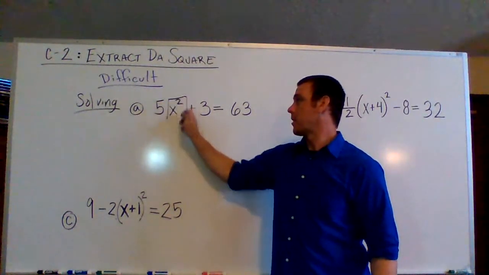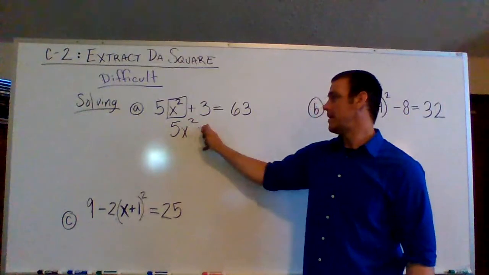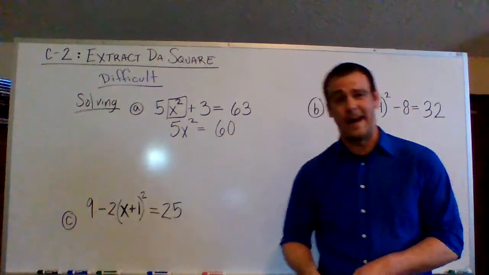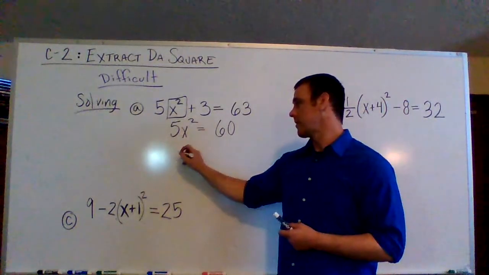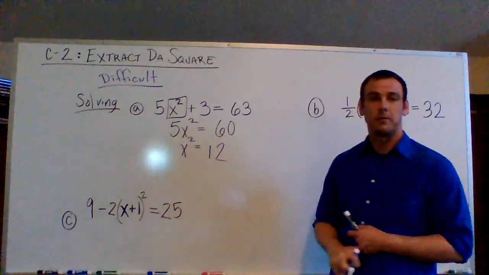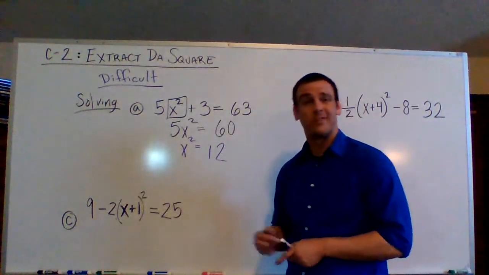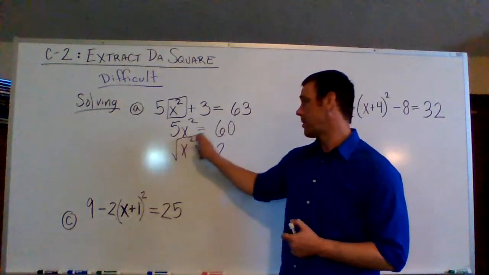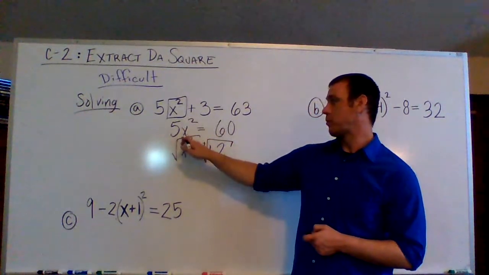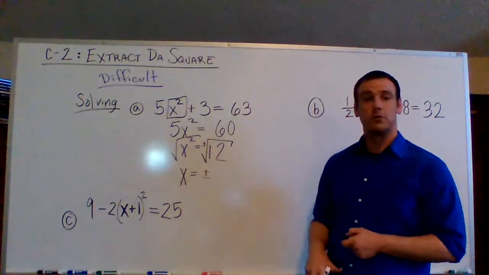The first step here, getting x squared by itself, is going to be subtracting the 3. So I've got 5x squared equals the number 60, at which point we can just divide both sides by 5. 60 divided by 5 is 12. Okay, now I've got x squared equals 12. All I've got to do to get rid of that squared is a little plus or minus on both sides when I square root. So my square root cancels with my squared, and I'm left with x equals plus or minus.